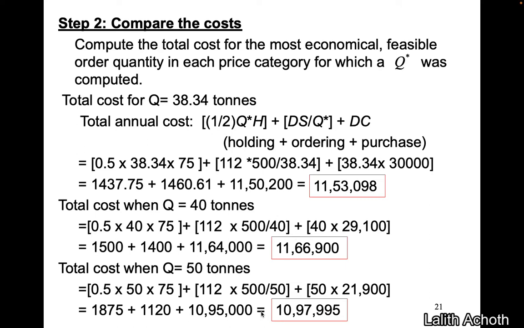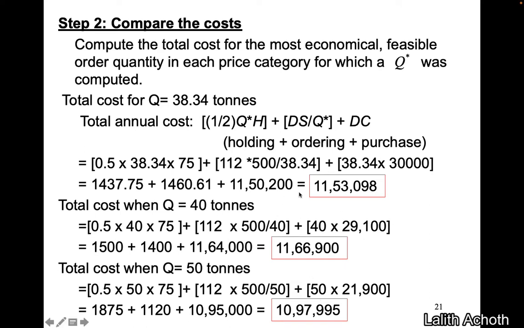So you go for the discount. Your economic order quantity is not 38, but it will actually be 50, because you can reduce your cost of the inventory by availing the discount. So these figures may look a little unrealistic, but this is the principle. This is how it is done.